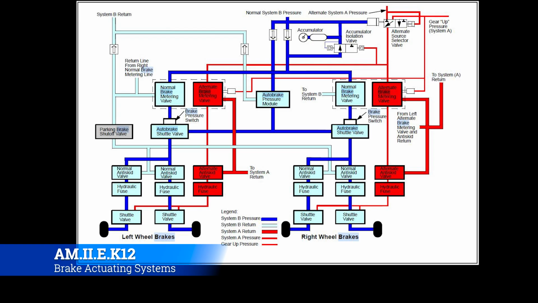It goes down to then the auto brake shuttle valves. So remember, a shuttle valve allows pressure to come from one of two different directions. At that point, they're going to select where the brake pressure comes from based on what the auto brake system tells it to do. It will then flow down into the actual main, so the left and right wheel brakes.